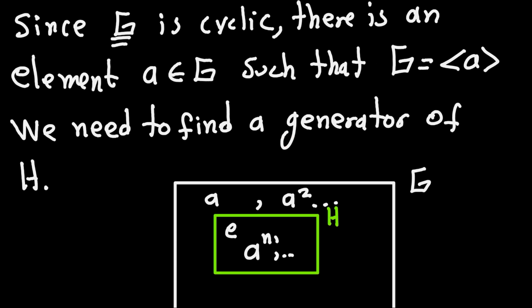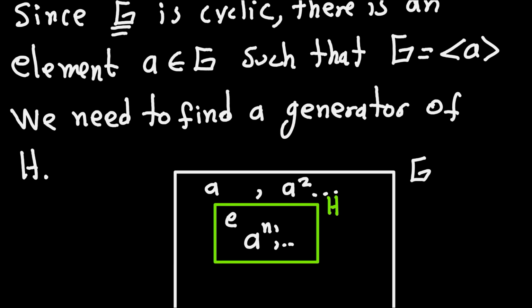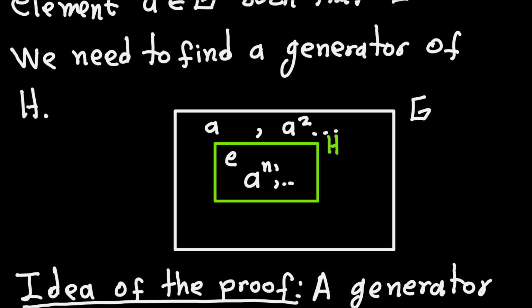Now let me give you a little bit of a picture to tell you more or less what the idea of the proof will be. Now we know for a fact that G, so let's represent G as this rectangle, everything inside G is just powers of the element A. Now H, which is a subgroup of G, is also inside G. Because it's inside G, everything inside H is also powers of the element A. Now the identity has to be inside H because H is a subgroup. So every subgroup contains the identity. So the identity has to be there, and some other powers of the element A.